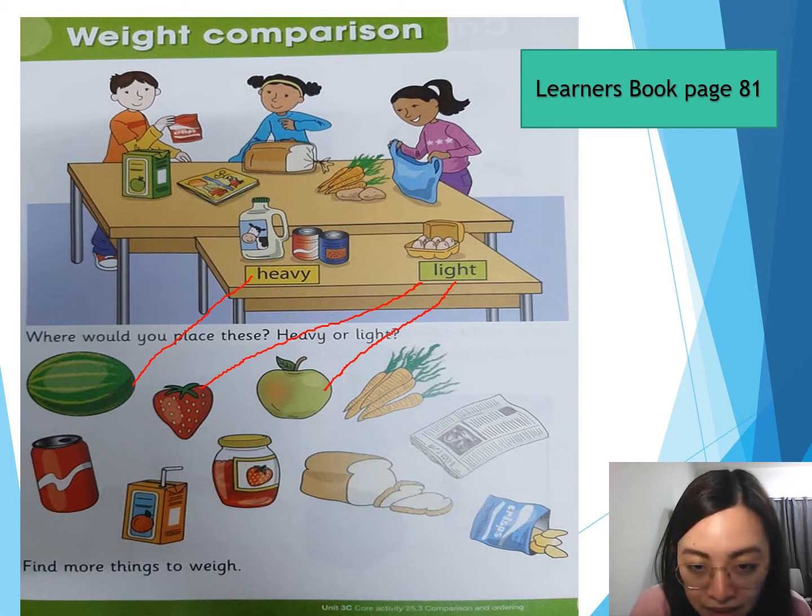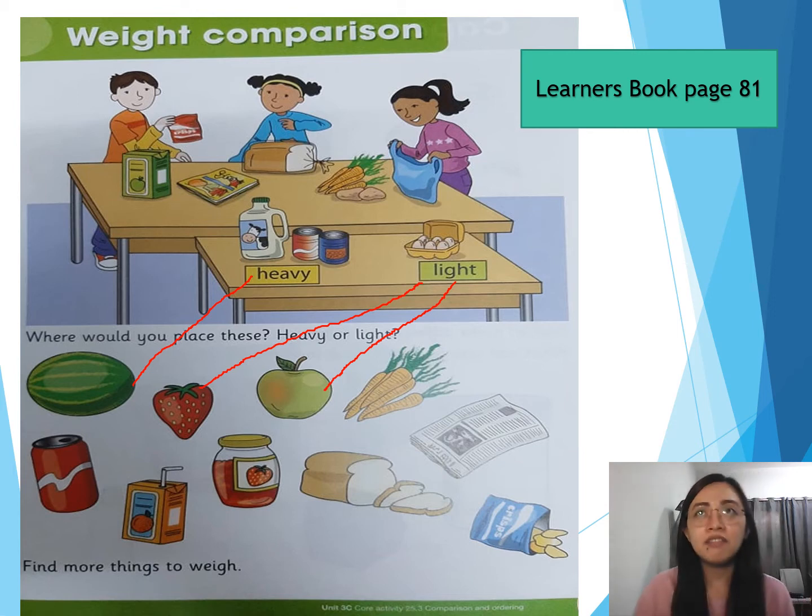How about these carrots? I know, kids, carrot is light. But let's count how many carrots. 1, 2, 3, 4, 5. If we have 5 carrots, do you think it will be light or heavy? Correct. For you kids, 5 carrots is already heavy. How about the newspaper? Is it heavy or light? Okay, it is light. How about this bag of potato chips or potato crisps? It is also light.